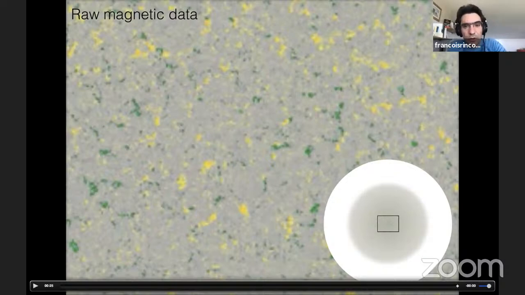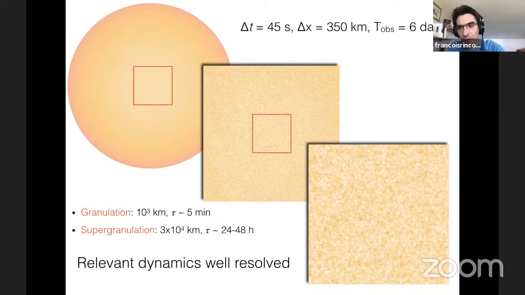So first of all, when you look at the time and space resolution of this instrument, if you're interested in the low frequency dynamics of surface convection, everything is well resolved. Granulation is well resolved. The typical overturning time of granulation is 5 minutes on the sun. Supergranulation is more like a day to 2 days. So you can do some time-space resolved study of these processes with this instrument. And that was not necessarily the case with previous instruments like SOHO, which didn't have exactly the same sampling.